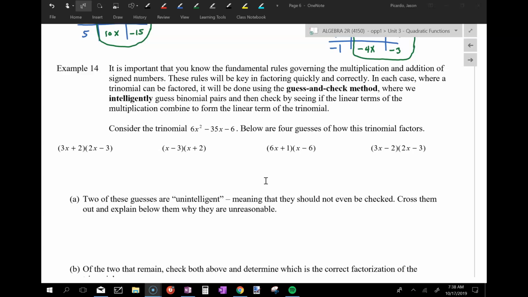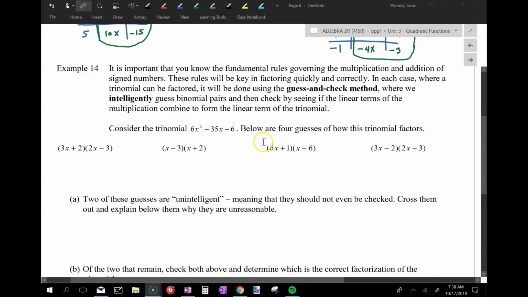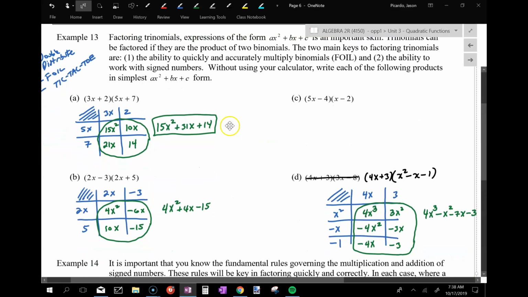And it's reverse FOILing. It's unFOILing. It's un-tic-tac-toeing, right? So it's taking what, guys? It's taking this, the thing with 1, 2, 3 terms, and going back to that. Okay, so do we remember that process? I'm not asking if you remember how to do it, but do you remember doing something like that? Great.